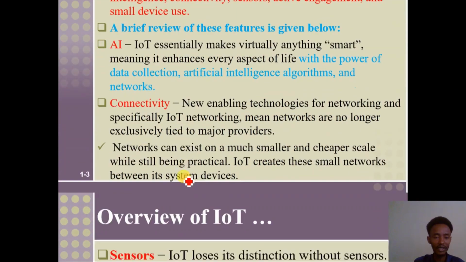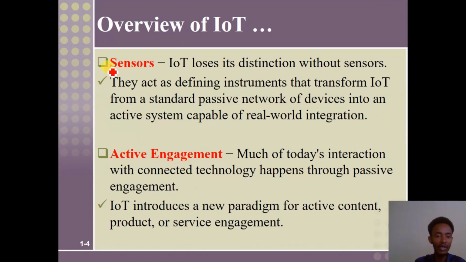You can just say this is the communication channel. So the other one is about the sensor. IoT loses its distinction without sensors. If there is no sensor, there is no Internet of Things.